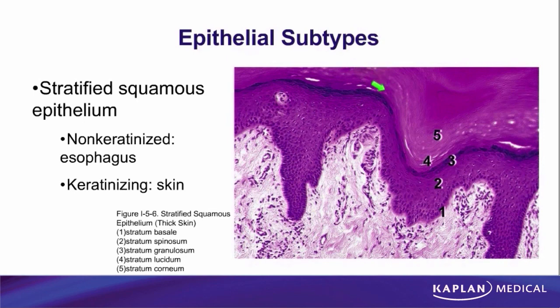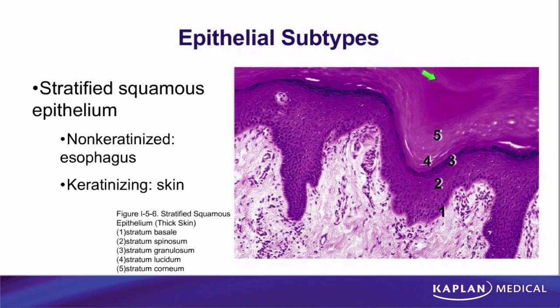So that would be on the surface of skin, where not only do we want to resist abrasion, but we want to resist desiccation. If we were looking at an internal surface, like the lining of the esophagus, where we are concerned about abrasion, but we're not concerned about desiccation, then you would not have a keratinized surface. You would have a non-keratinized stratified squamous epithelium. So you'd have these layers from here on down. These dead cells would not be there. They would be lost.